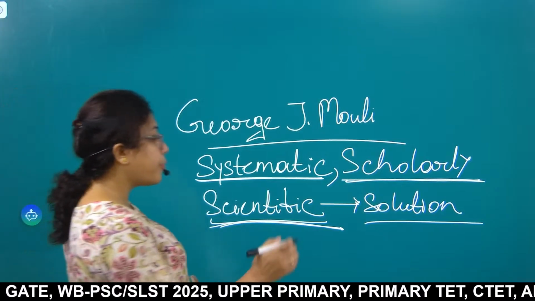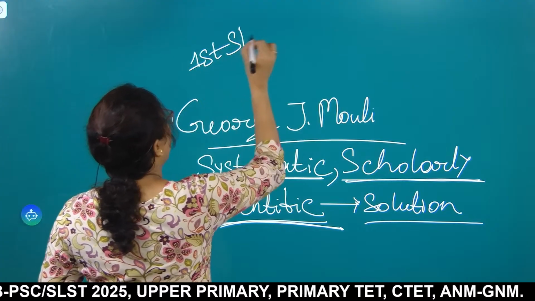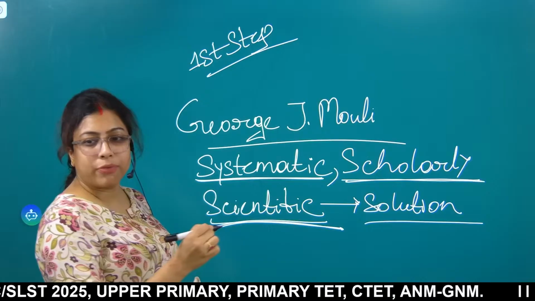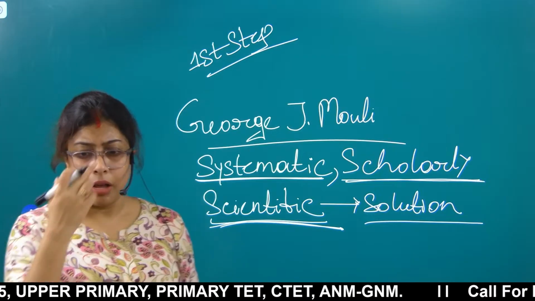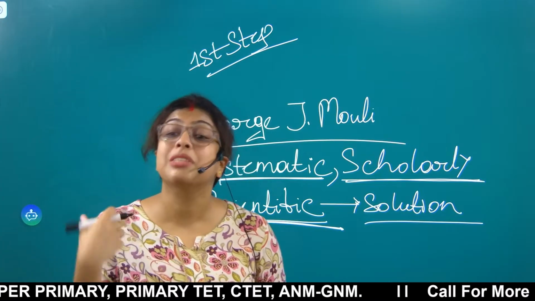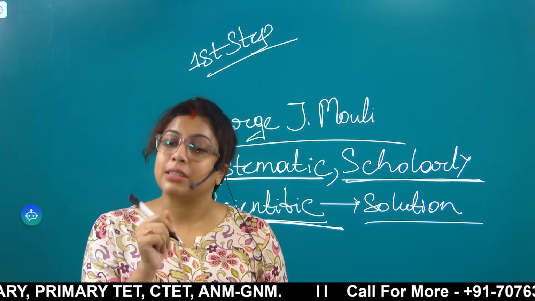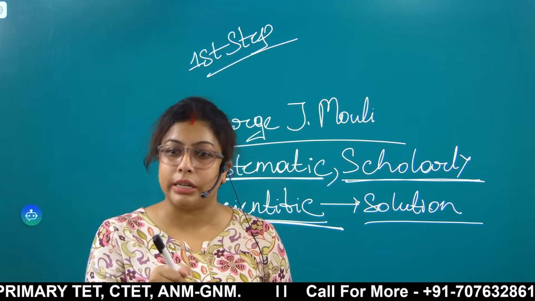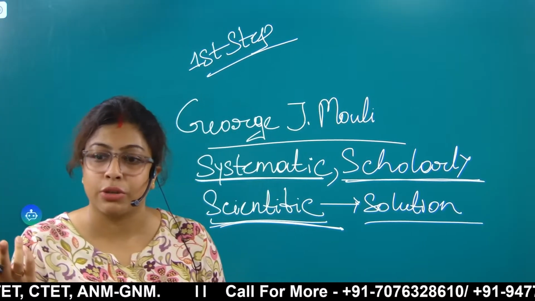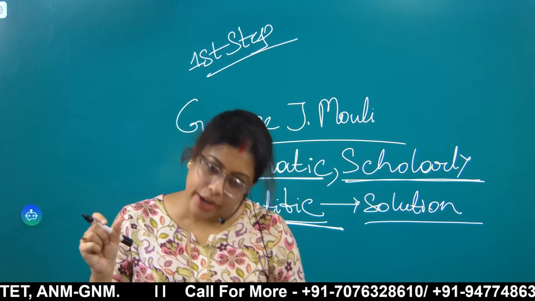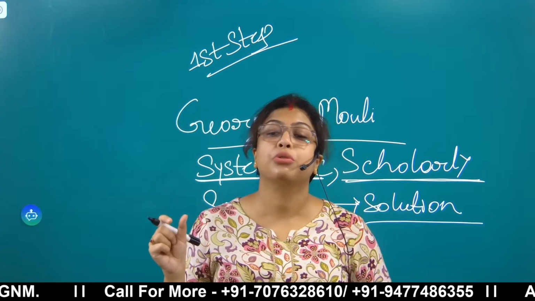So from this we can easily understand what is the first step of research. What is the aim of the research? The aim of the research is not to be systematic. The person who is executing the research needs to be systematic, needs to be scholarly, needs to follow a particular scientific method. But what's the aim of research? Very good. To find a solution to a given social problem.